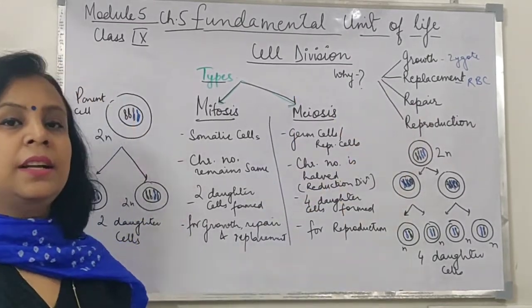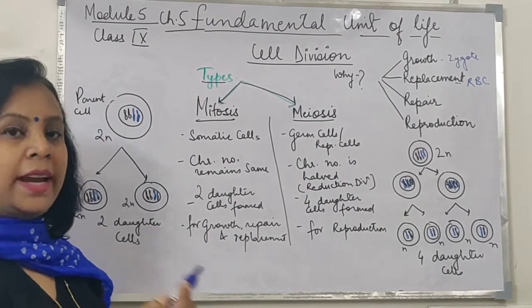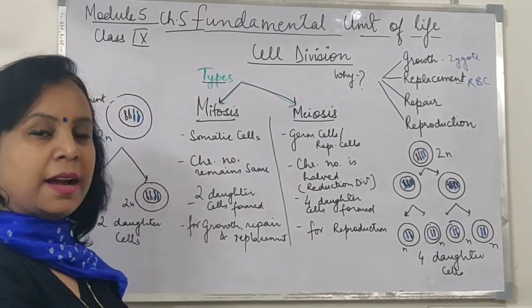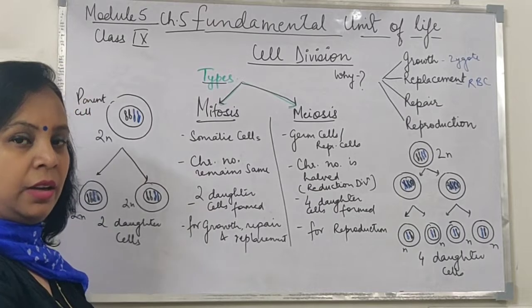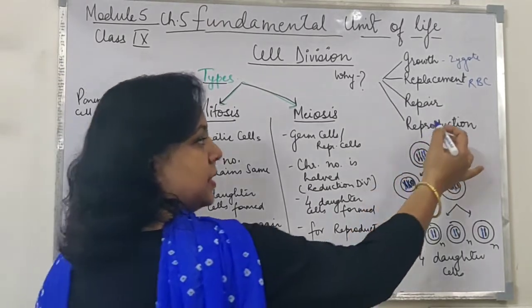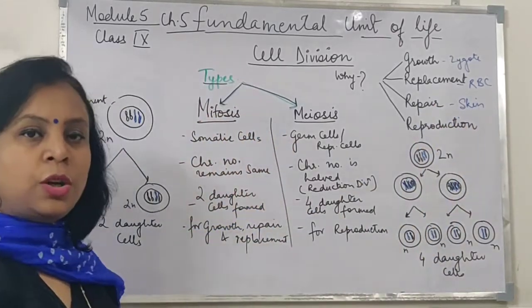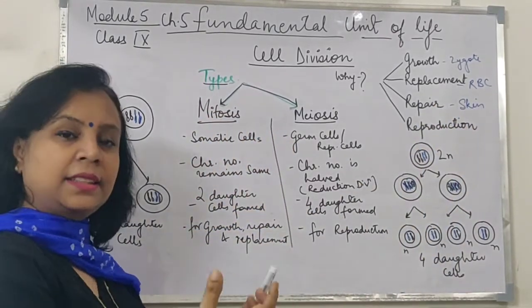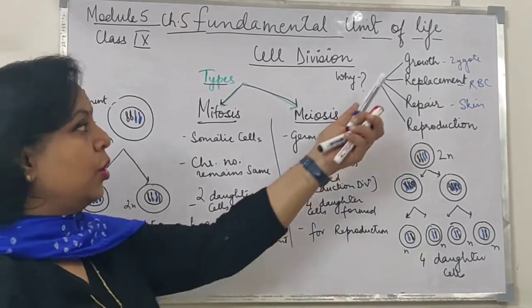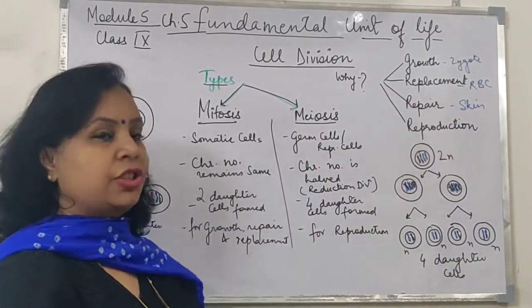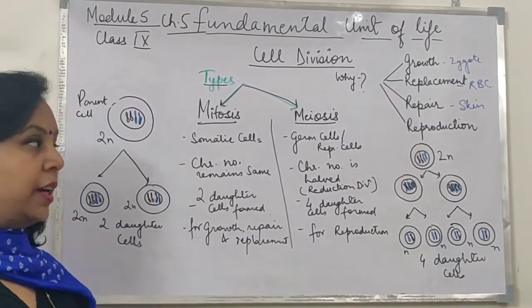Then comes the repair. Now you get hurt, your skin gets damaged or bruised somewhere while playing. What happens? After some time, new skin layer comes. So this is the repair. So we need cell division for the repair of the body.